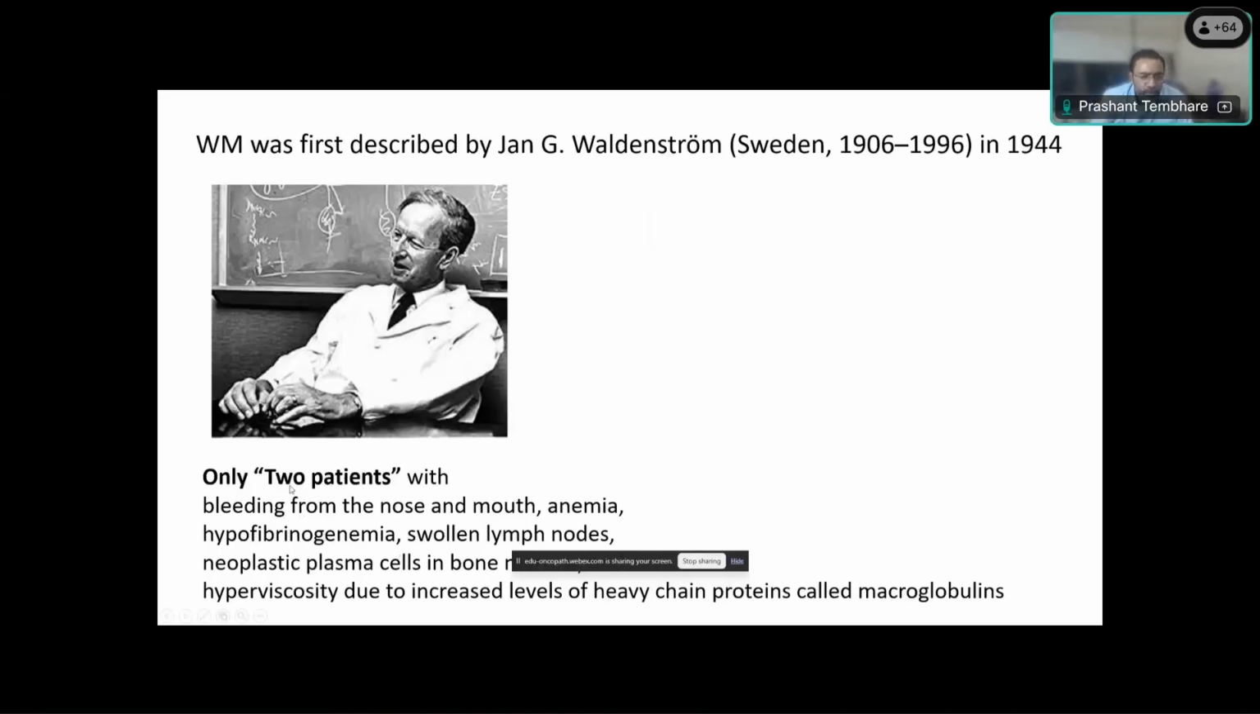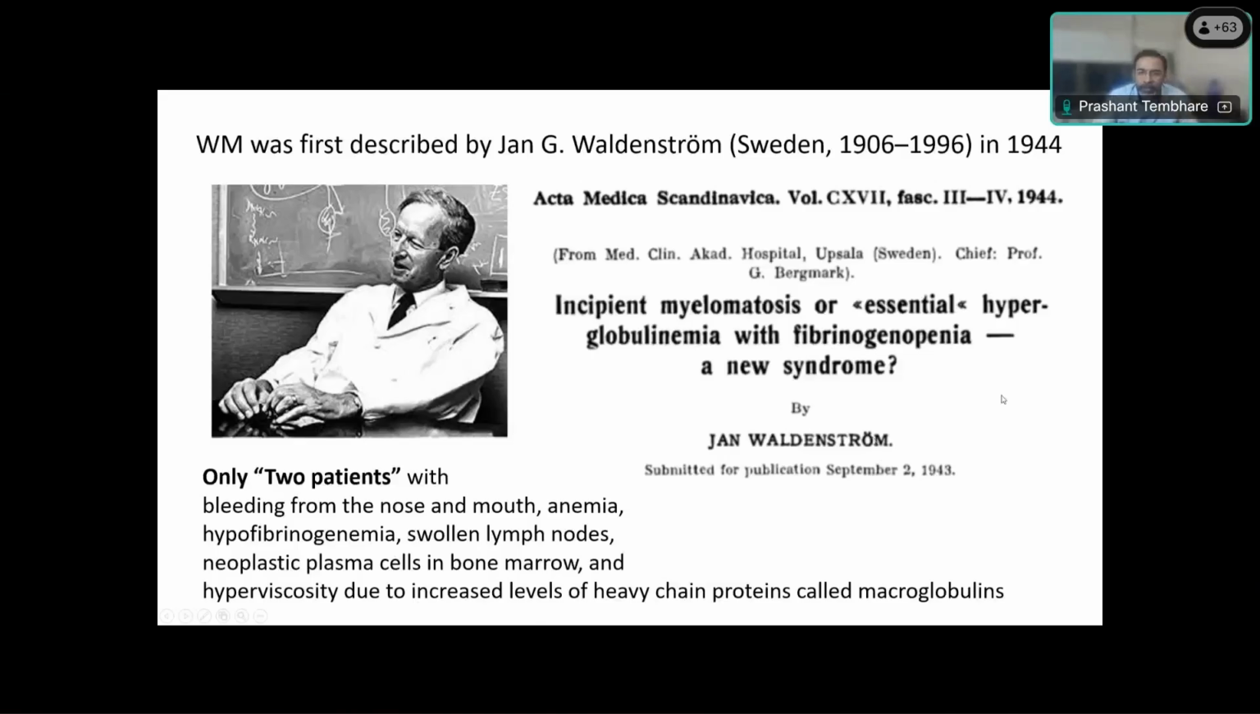So these two patients had a typical history of bleeding from the nose and mouth, anemia, hypofibrinogenemia, swollen lymph nodes, meaning enlarged lymph nodes, neoplastic plasma cells in the bone marrow, and hyperviscosity due to an increase in heavy chain proteins called macroglobulins. This was a presentation in a journal in 1943, in Acta Medica Scandinavica. So this was the interesting fact about the Waldenstrom macroglobulin.